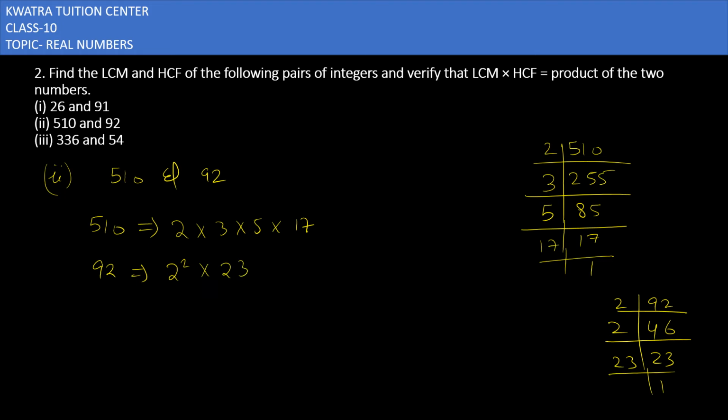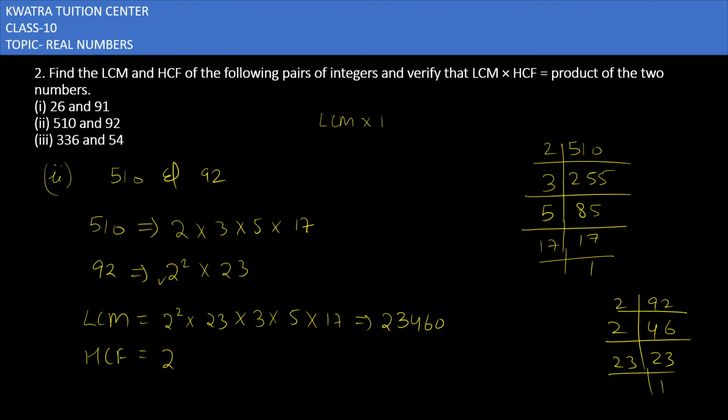Now let us write the LCM and HCF of it. So HCF is very simple. HCF will be 2. As you can see, highest common factor is 2 in both of the cases. And how much will the LCM be? Whatever the leftover part is, you have to consider 2 square, you have to consider 23, you have to consider 3, you have to consider 5, you have to consider 17. Just multiply these all, you will get 23,460.